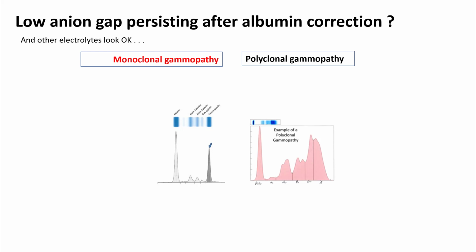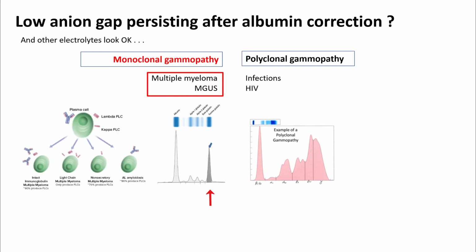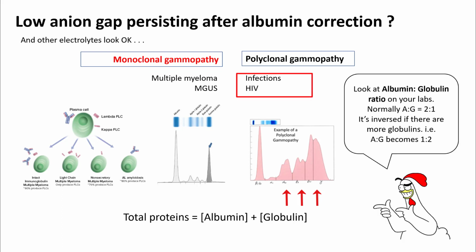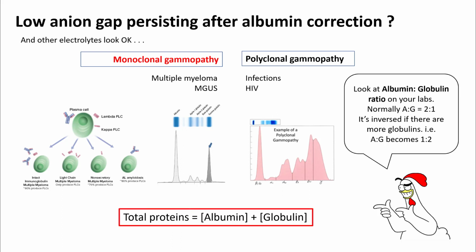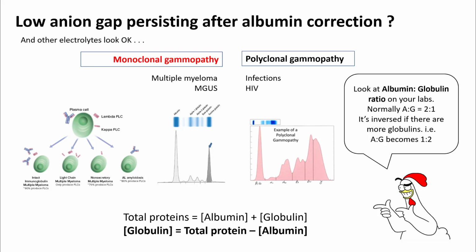And as you can see on electrophoresis, you will see a single spike if it is monoclonal, and this is seen in cancers like multiple myeloma, while polyclonal gammopathy is inflammatory, seen in infection, HIV, etc. And the way to figure these things out is looking at your albumin to globulin ratio. Normal AG ratio is 2:1, and it's inverted if there are more globulins, where AG ratio becomes 1:2. Your total proteins are albumin plus globulin. A lot of lab tests don't give you globulin levels. However, you can figure that out by subtracting albumin from total proteins.